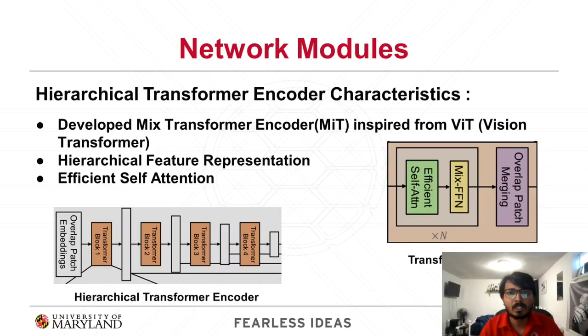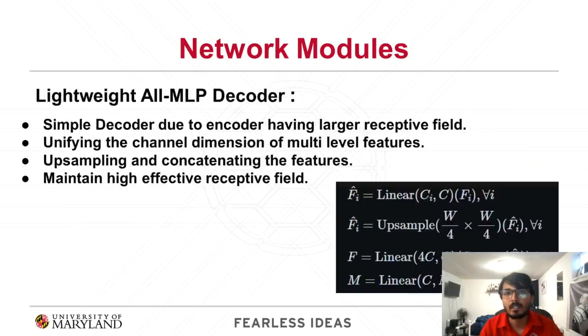This kind of feature representation is seen in CNNs as well. For example, in a CNN there are different layers, and in different layers different kinds of features are processed. In the earlier layers, lower-level features are processed. In the later layers, higher-level features are processed. Along with this hierarchical feature representation, the self-attention part of the transformer is also made more efficient. In general, the self-attention layer is of the order of n squared, but in this encoder they have reduced the order from n squared to n.